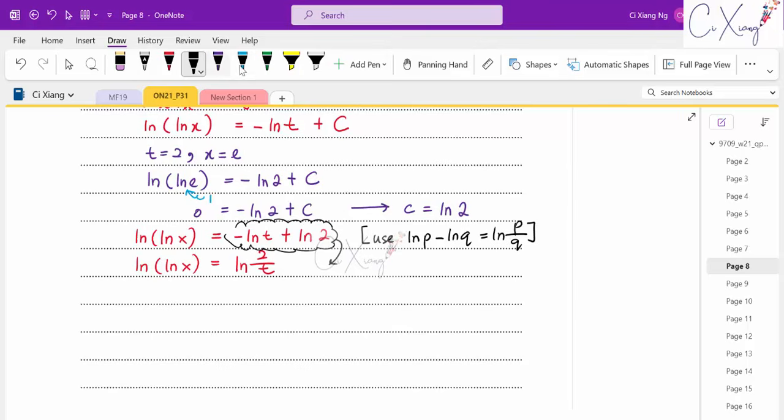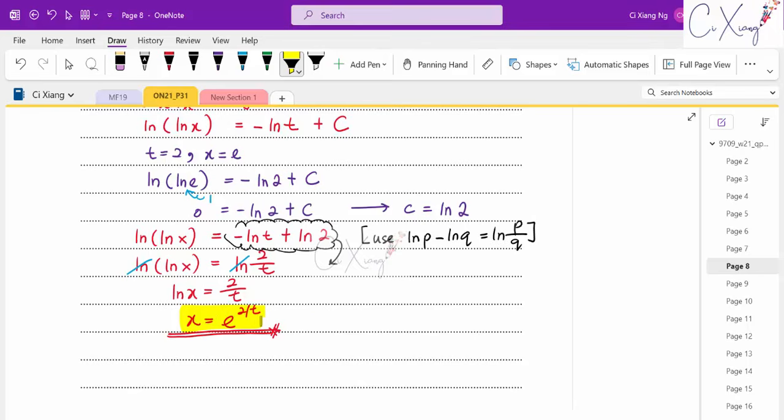After that, you realize that both sides have one ln, so at this stage you can cancel the ln at both sides. So your equation now becomes ln x equals 2 over t. To simplify further, I want to bring the ln over. ln is the inverse of exponential e, so the 2 over t will become the power. So I'm having my equation x equals e power 2 over t. So this is my particular solution where I express x in terms of t.